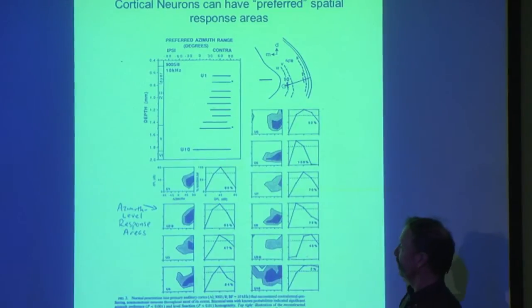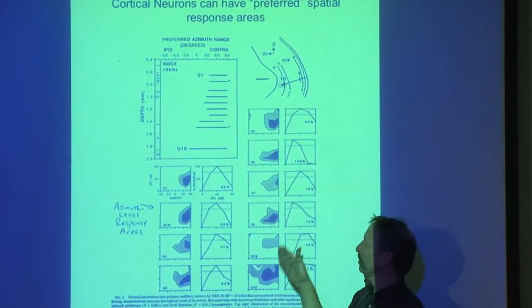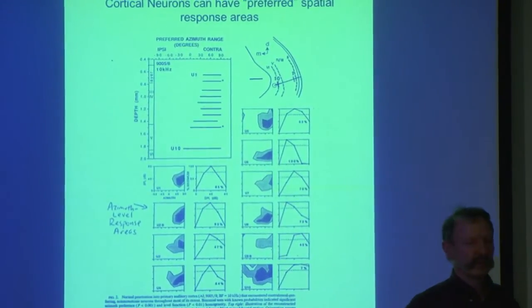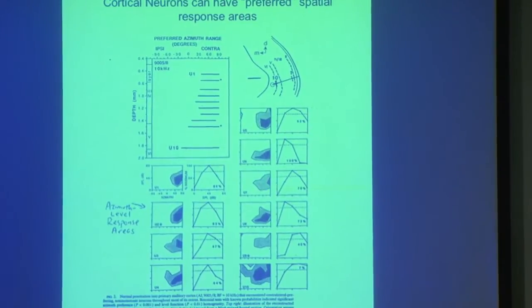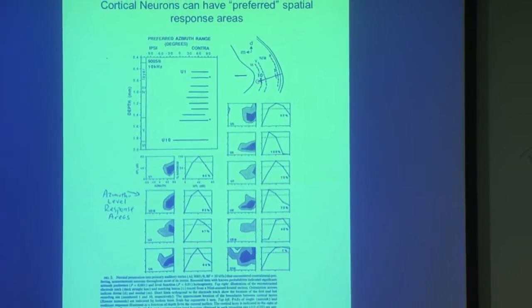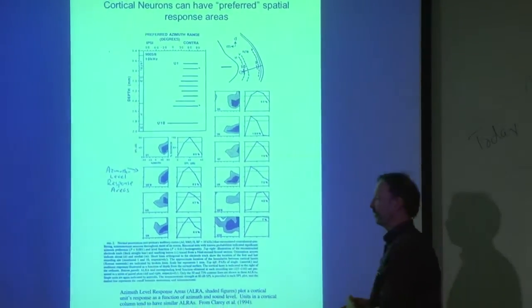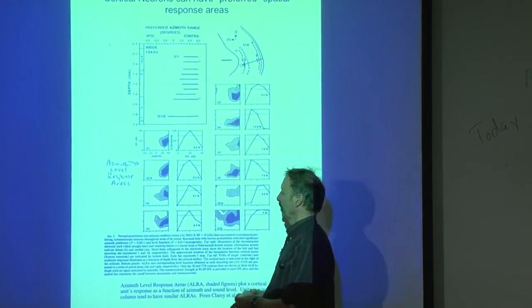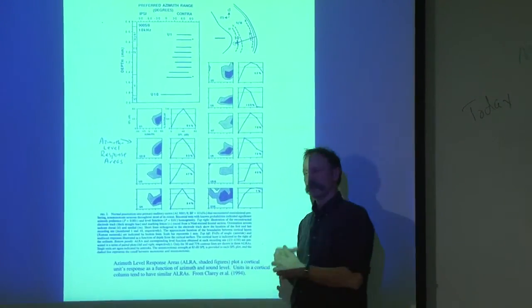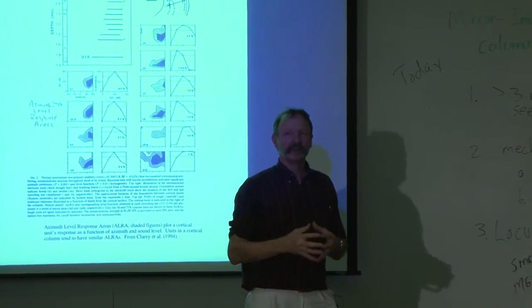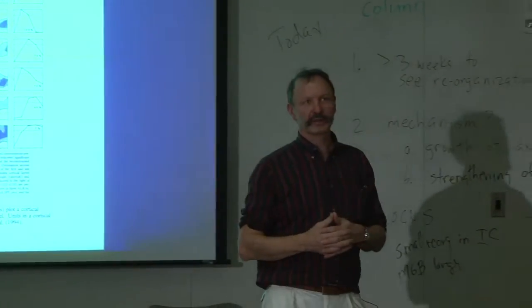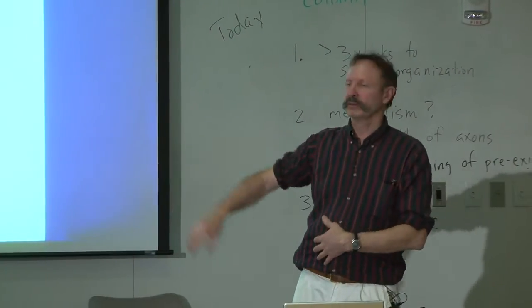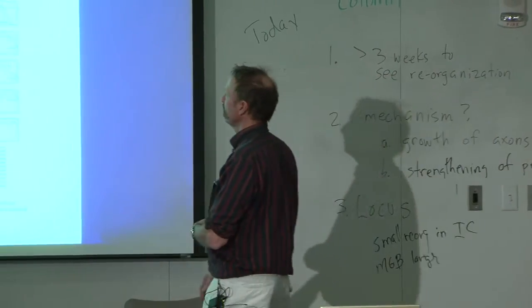And within a given column, almost all of the neurons have similar types of azimuth level functions. And remember, before we said that these all have about the same CF. So a second thing that is common to units in a given column in auditory cortex is their azimuth level response areas. That's shown very nicely here.